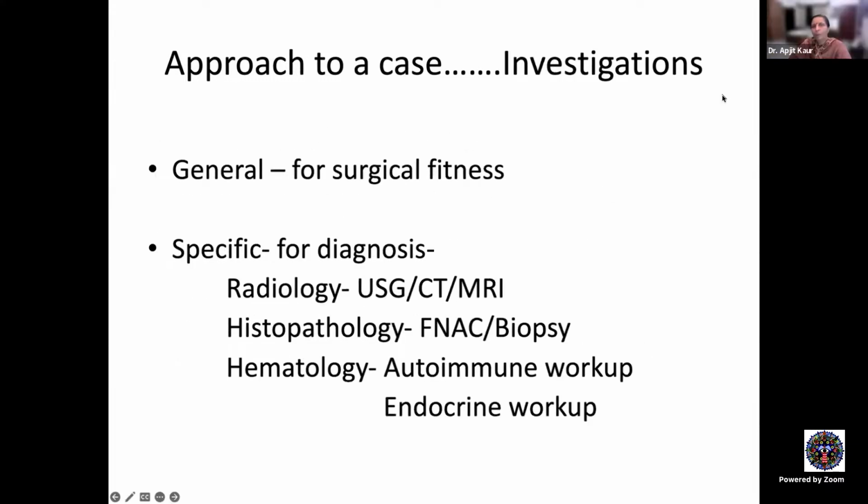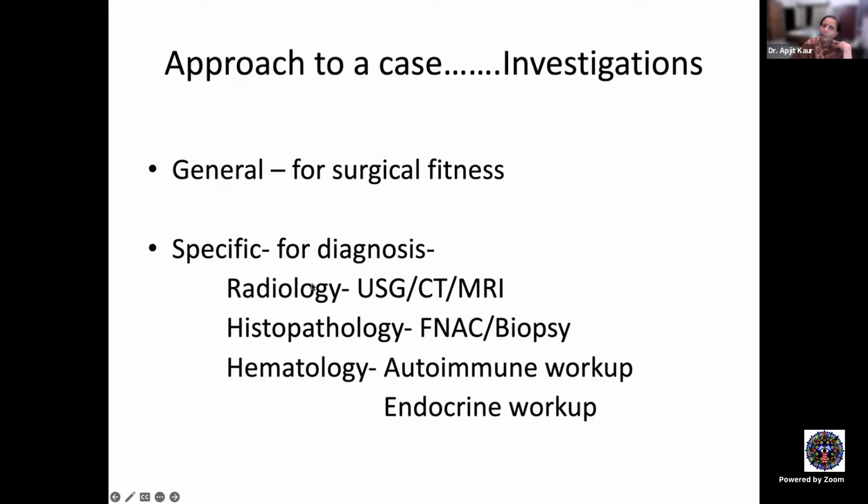Then you see for what investigations you have to do. The investigations are broadly divided into 2 parts. One is the general for the fitness for surgery, right? Where cardiological evaluation, hematological evaluation. And then you have the second set of investigations which are specific for the diagnosis.